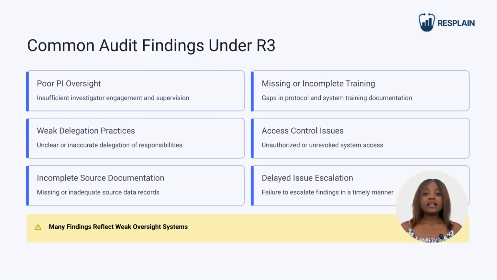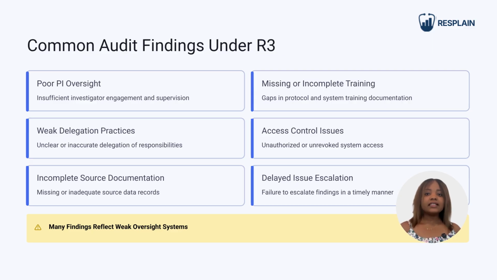Many future audit findings under R3 are likely to center around oversight quality, operational control, and documentation reliability. Poor investigator oversight may remain one of the most commonly cited issues, particularly when investigators appear disconnected from daily study conduct or safety review activities. Auditors may also identify concerns involving incomplete training records, unclear delegation practices, weak supervision of vendors, delayed CAPA implementation, or missing documentation supporting protocol compliance.